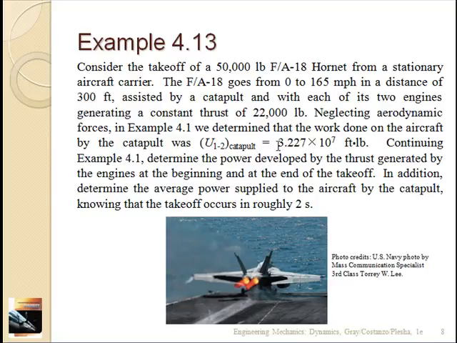If we ignore drag and things like that, then we figured out that the work done on the aircraft by the catapult was 3.227 times 10^7 foot-pounds. So the question is, what's the power developed by the thrust generated by the engines at the beginning and end of takeoff? And then what's the average power supplied to the aircraft by the catapult? And we'll assume here that the takeoff takes about 2 seconds. So we're applying enough energy to get this thing from 0 to 165 miles per hour in a 2-second time period.